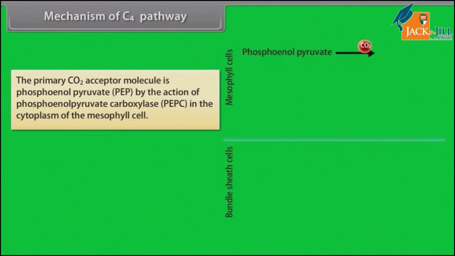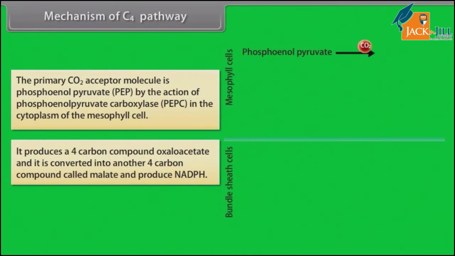Mechanism of the C4 pathway. The primary carbon dioxide acceptor molecule is phosphoenol pyruvate, by the action of phosphoenol pyruvate carboxylase in the cytoplasm of the mesophyll cell. It produces a 4-carbon compound, oxaloacetate, which is converted into another 4-carbon compound called malate, and produces NADPH.